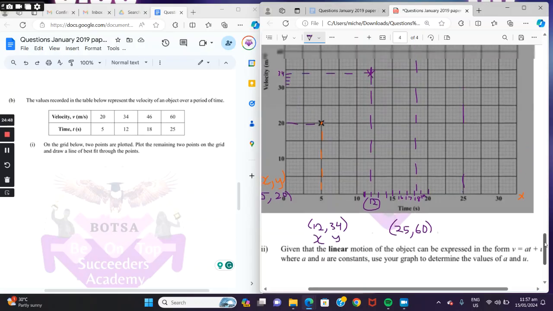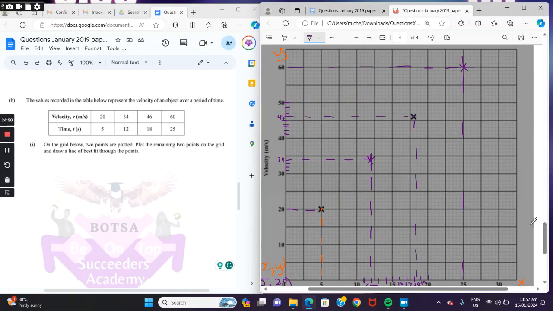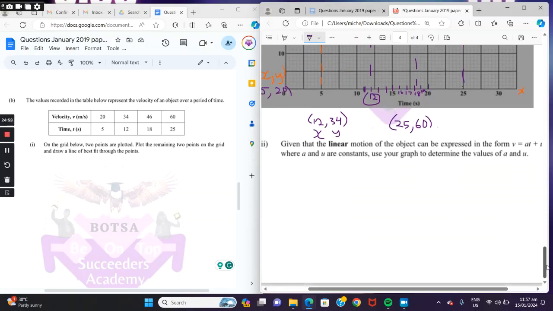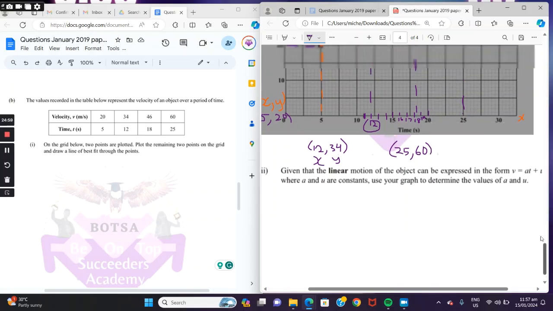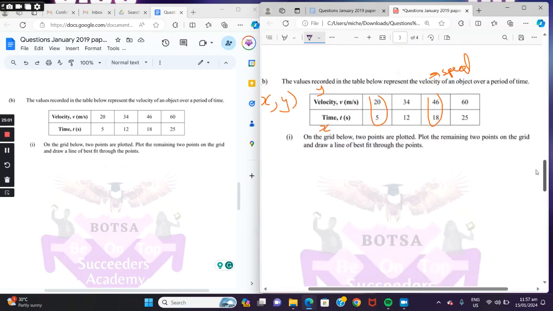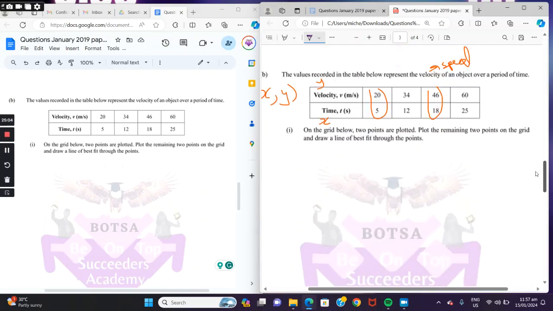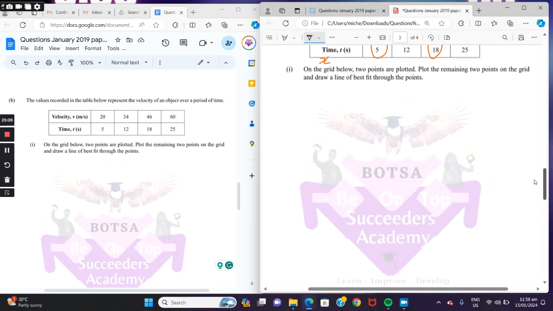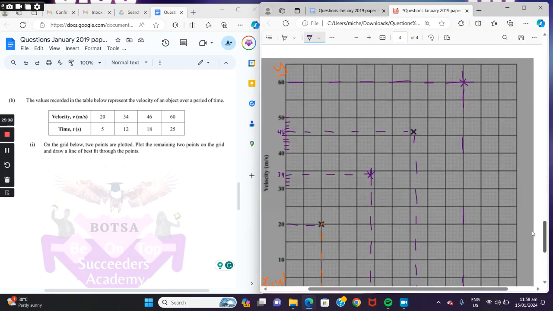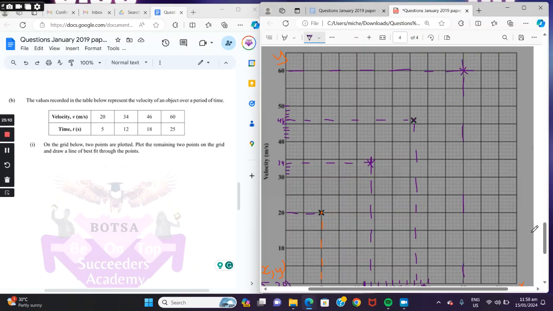Let me go back up. What did they say to draw? Did they say to draw this stuff? They said use a graph to determine the path. Wait, hold on, that's the next part of the question. Let me go back up. Plot the remaining points and draw a line of best fit through, meaning draw a line that will fit well, pass through all these points in the best fit. So do it to the best of your ability.